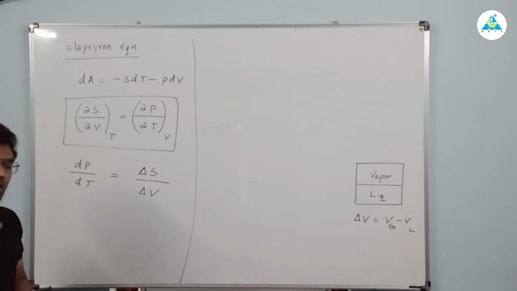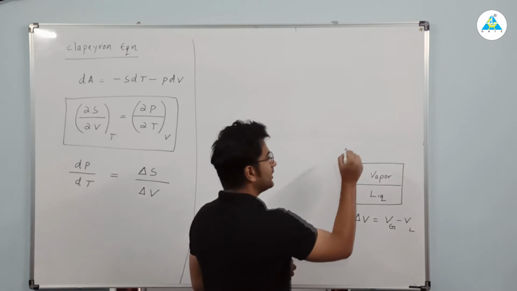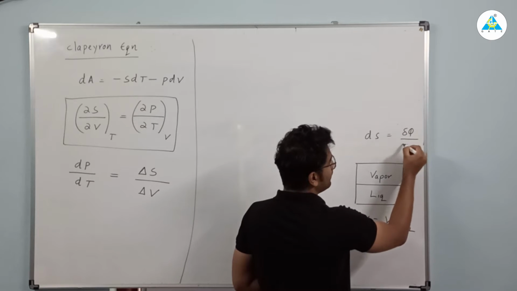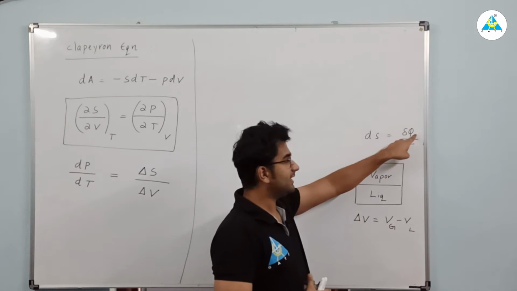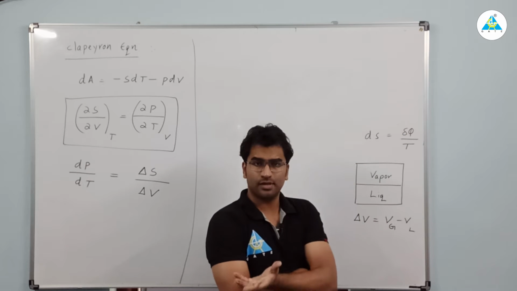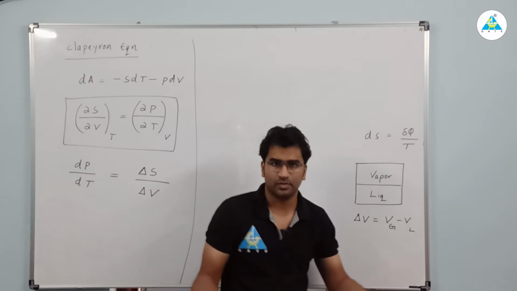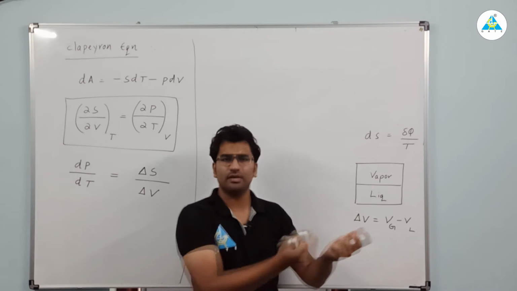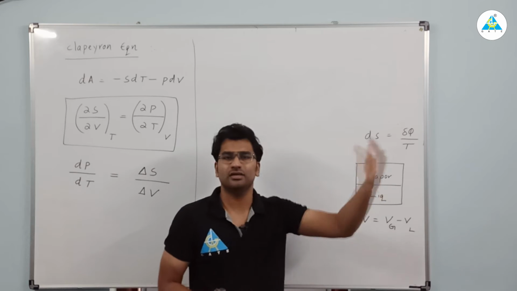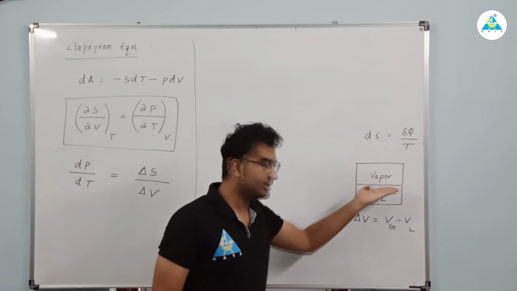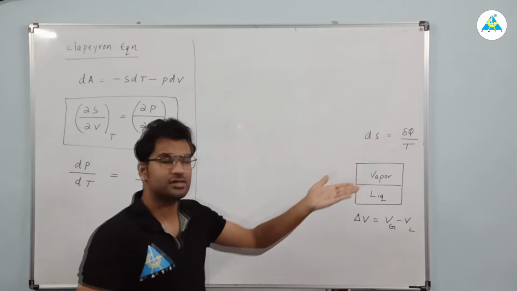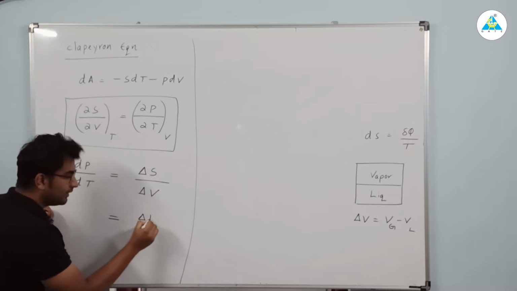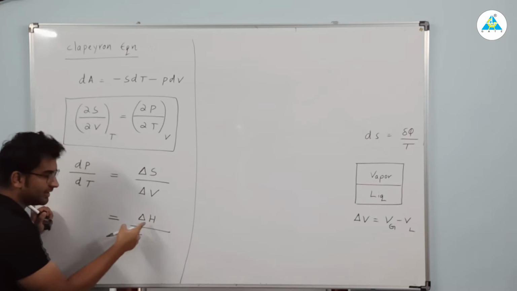So no problem. Now, if you remember the equation, what is ds? ds is del q divided by T, right? What will be the heat transferred during the vaporization process? It will be your enthalpy of vaporization. Whenever you have a vaporization process, what will be the heat transfer? It will be the enthalpy, that is the latent heat of vaporization. Clear? When the liquid is changing from liquid to vapor, what will be the heat transfer? You can substitute it like this. That is, this delta S will become delta H divided by temperature, delta H by T, right?